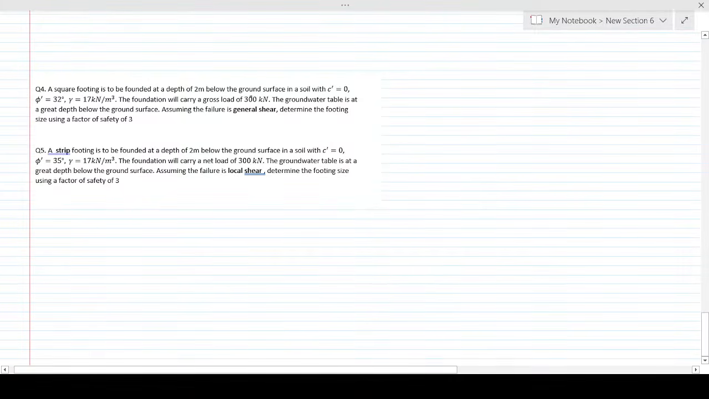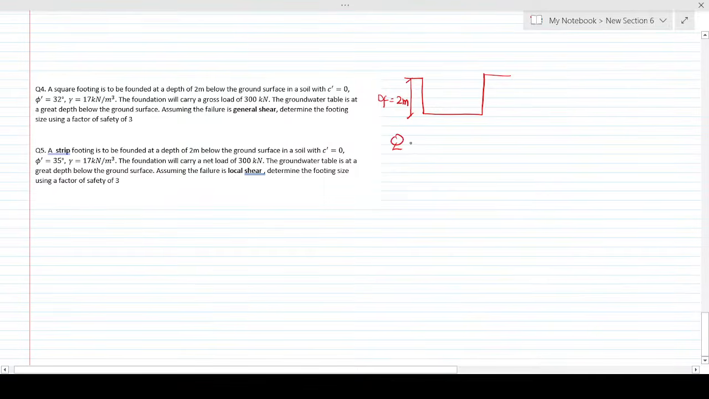So let's see this question. A square footing is to be founded at a depth of 2 meters. So we have a square footing, right? The depth at which the footing is founded is 2 meters. That's the only thing they give us.